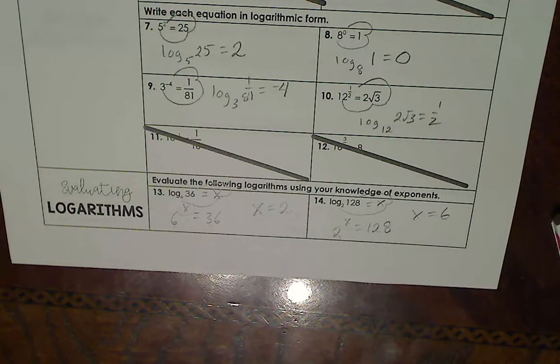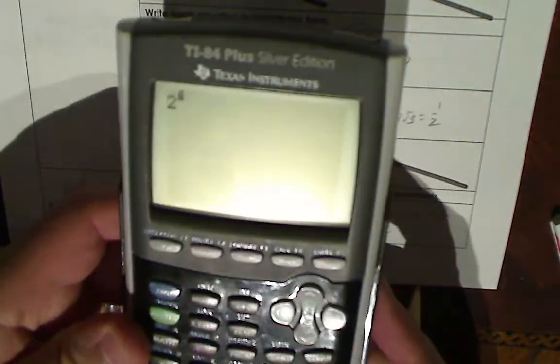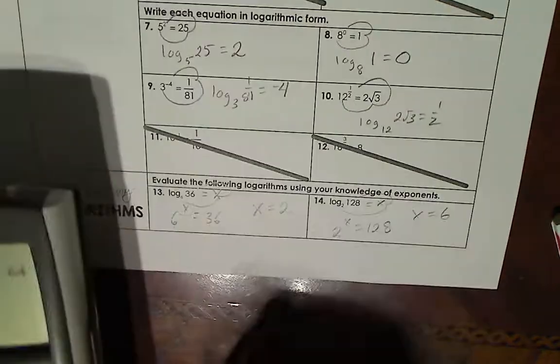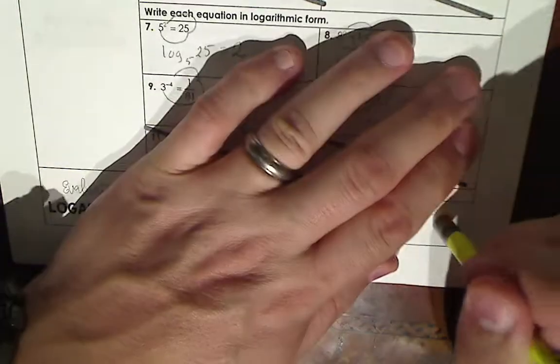Okay. And you can verify that. If I go 2 to the 6th power, it should be 128. Oh, I went one too early. Sorry, 2 to the 7th power, I didn't add right. It's 128. So this is actually 7. My bad.